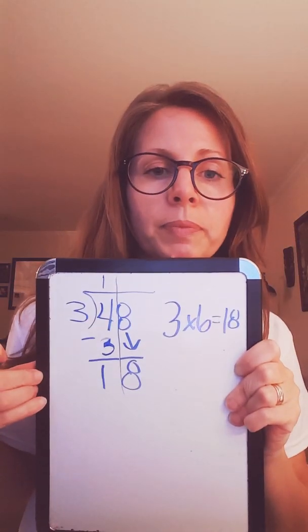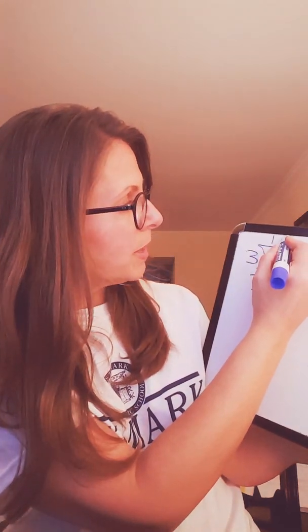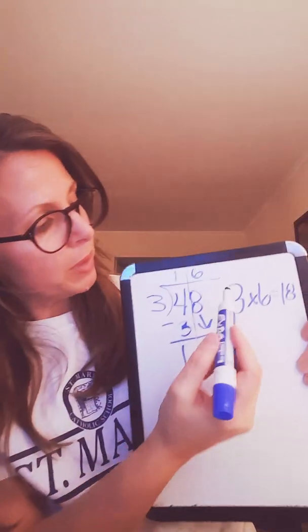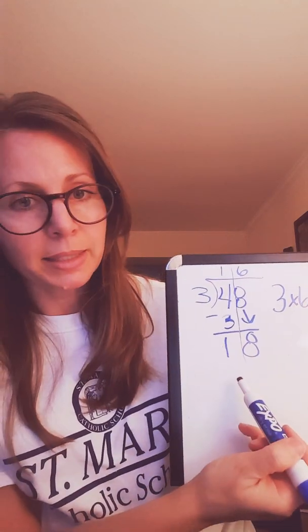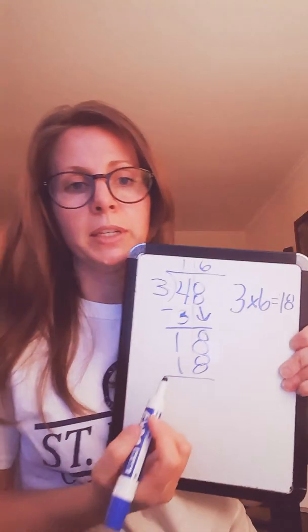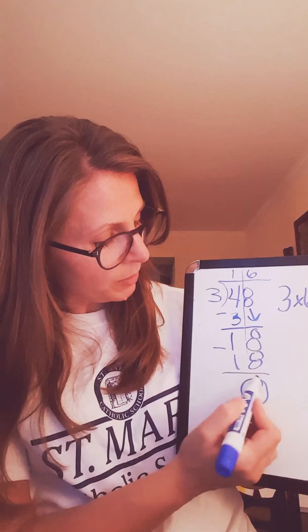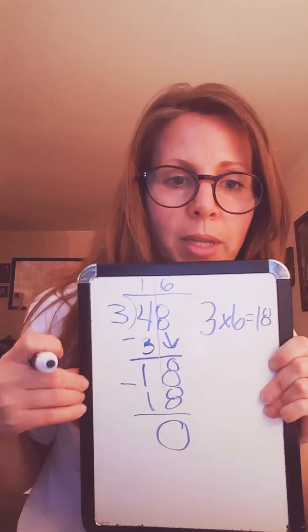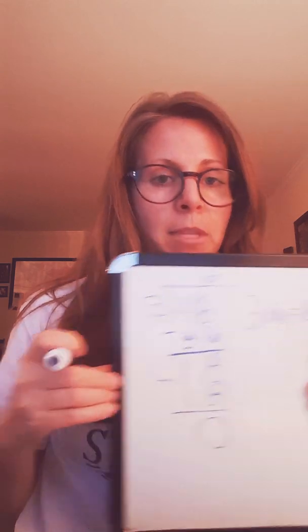Okay? So we are going to put our 6 up top in the right place value, and we're going to multiply 6 times 3, and that is 18. Just to finish it out, we need to subtract now, and we get 0, so there is no remainder. So the answer to this problem is 16. Okay? Let's do another one together.